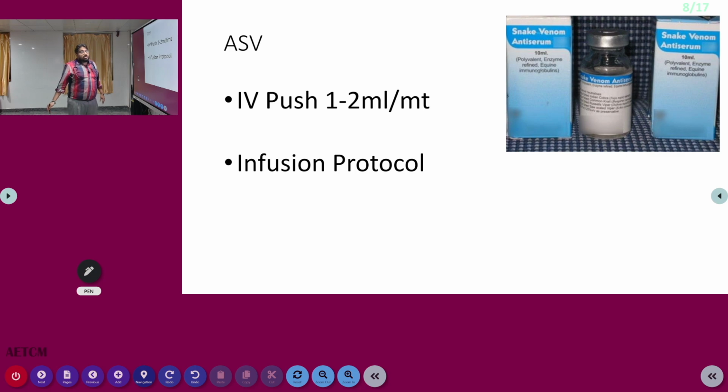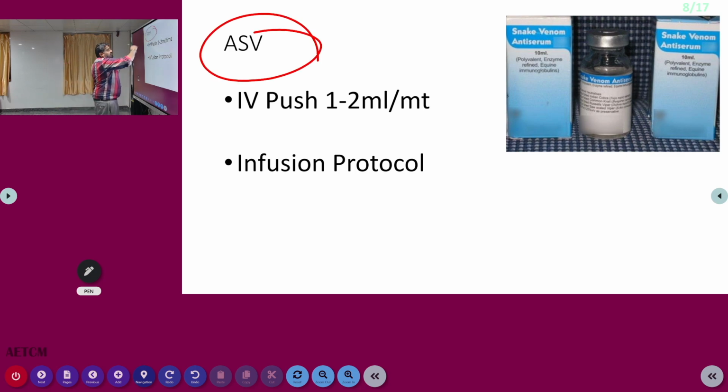The next most important agent is anti-snake venom. We will do a separate video on anti-snake venom because that itself will take time. So just remember that the anti-snake venom available in India is a polyvalent anti-snake venom. It covers the Indian cobra, the common krait, Russell's viper and the saw-scaled viper, and it will not cover the hump-nosed pit viper and king cobra. So it will only cover the big 4 snakes, as I have already mentioned.